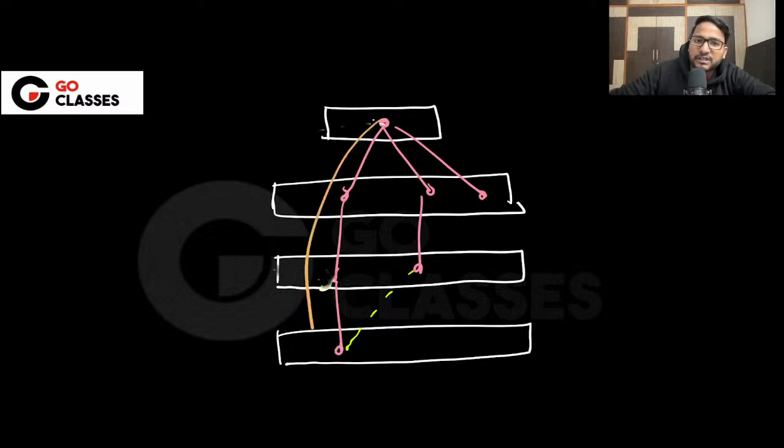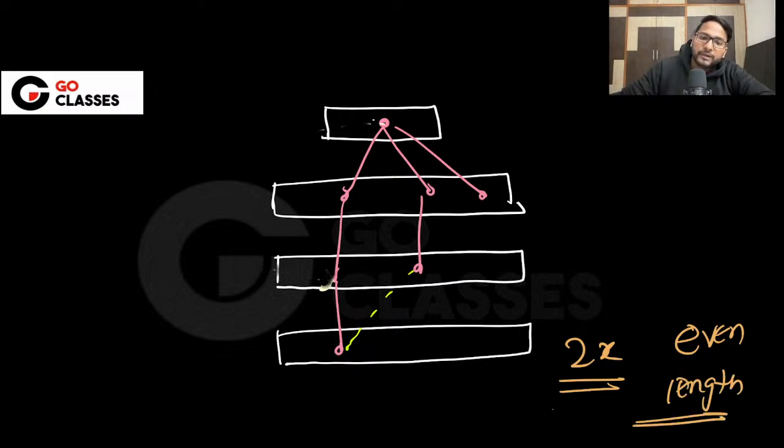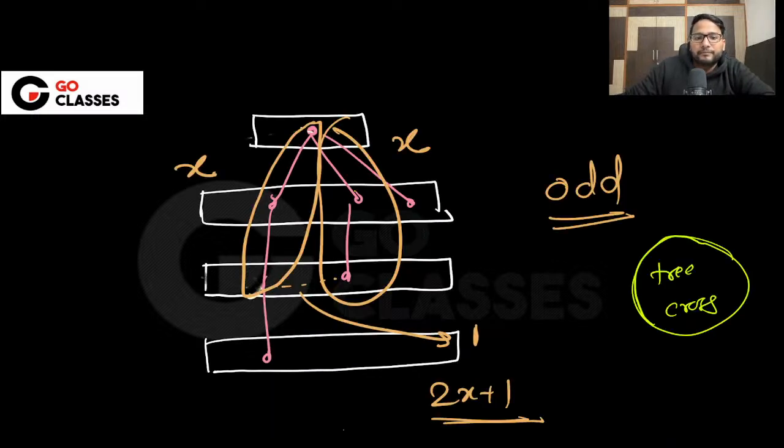This is x number of edges, and this is also x number of edges, right? Including this dotted edge, there will be 2x edges in the cycle. So there will be 2x edges only, which is an even length cycle. Okay, even length cycle, so it must be within the same level.